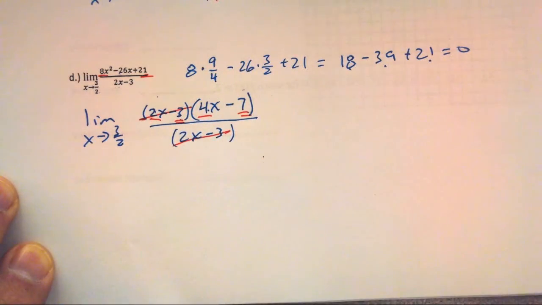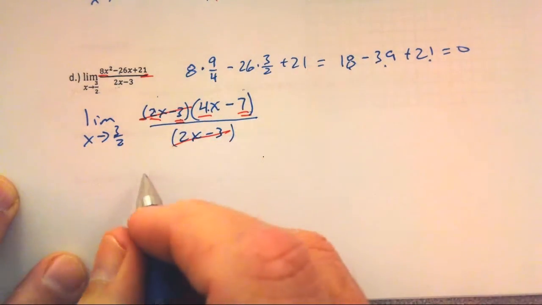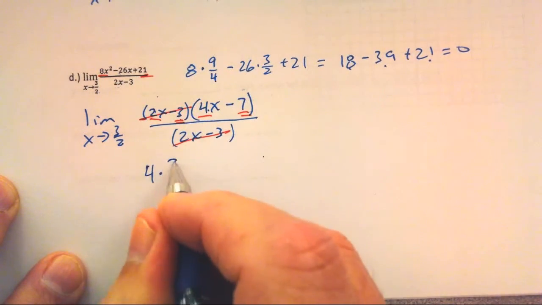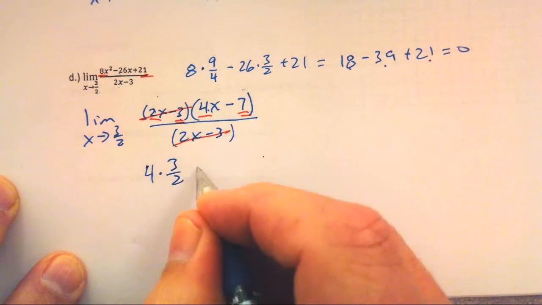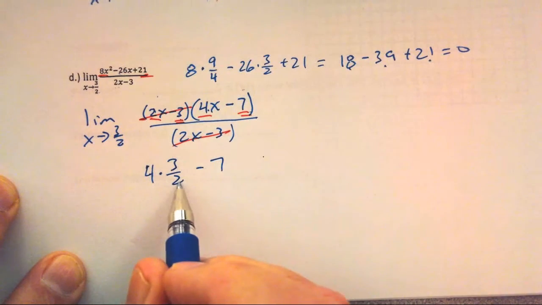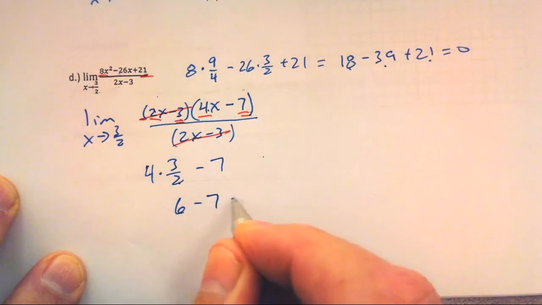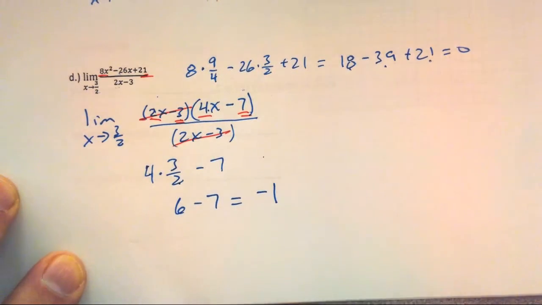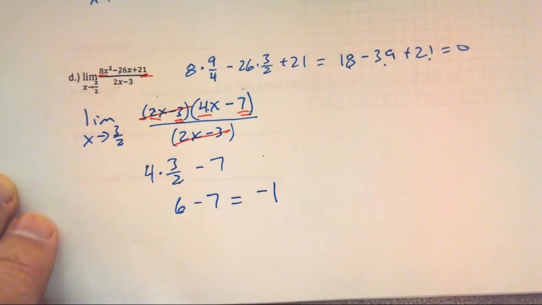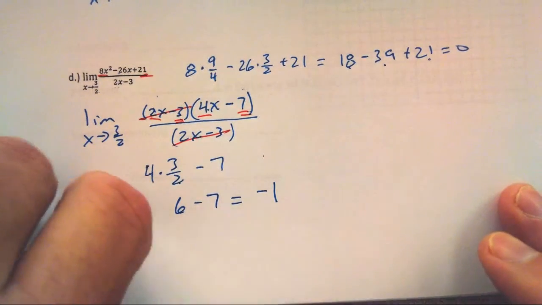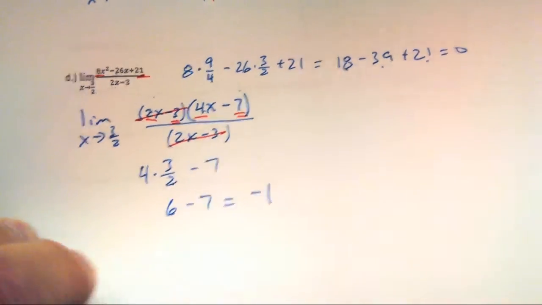2x minus 3 cancels, and now I'm ready to direct substitute. I get 4 times 3 halves minus 7. 4 divided by 2, 2, times 3, 6 minus 7, or the limit is negative 1. Okay, so not huge challenges on the first page, but they could be facing us soon.